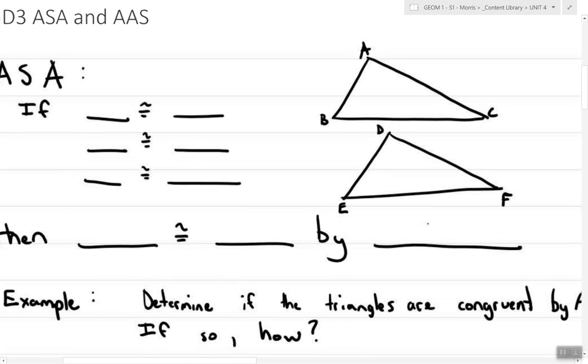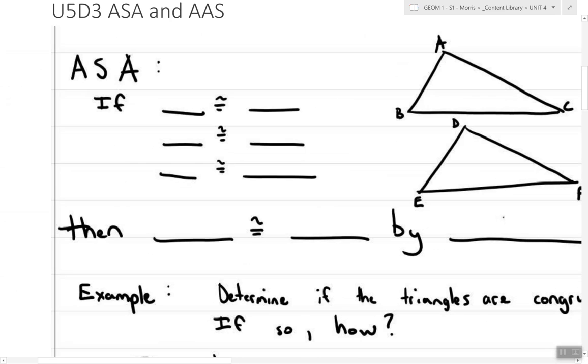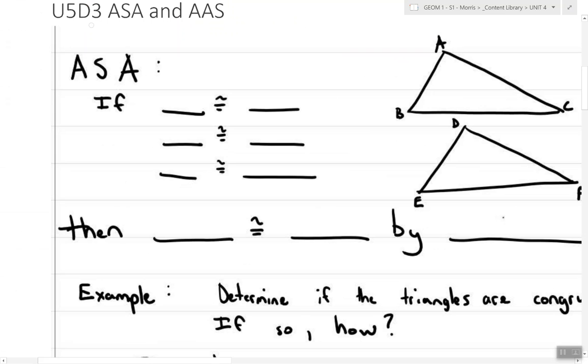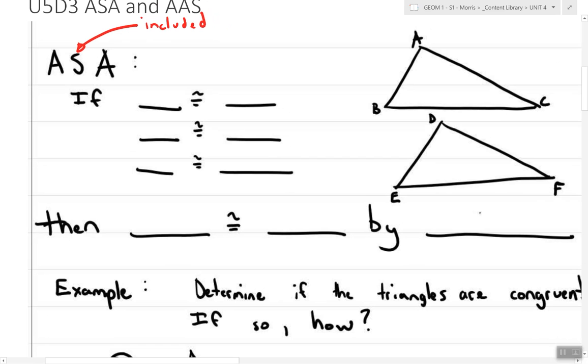Angle side angle incorporates where the side is included between the two angles. So I'm going to go ahead and write in red here. So included side, meaning I'm going to find the two angles that are congruent and the side between them needs to be congruent in order to use angle side angle.